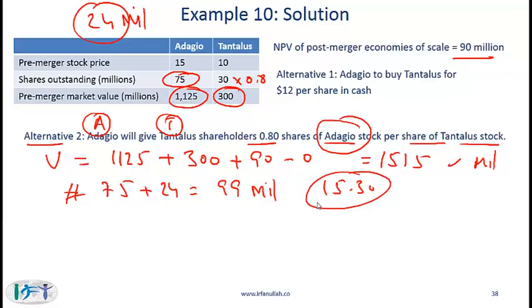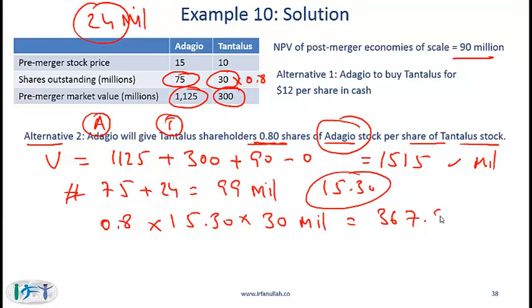Then you need to figure out how much your client is going to get. So your client is getting 0.8 shares of this. Now we go back to a formula that we saw earlier. So we have the conversion ratio, which is 0.8, multiplied by 15.30, multiplied by the number of shares of T, which is 30 million, and this will give you 367.27.